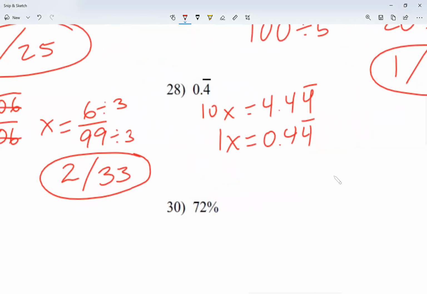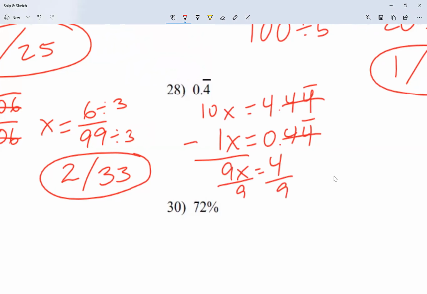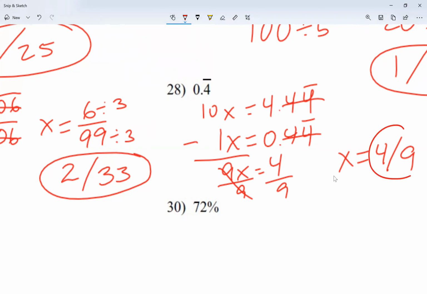Now that I have this, let me subtract 10x minus 1x. I'm going to call that 9x. I'm going to say that everything after the decimal point cancels out. So I have 4 minus 0, which is 4. Now let me divide both sides by 9. So that gives me that x is equal to 4 over 9. Now that one I cannot simplify anymore. So that is my answer, 4 over 9.